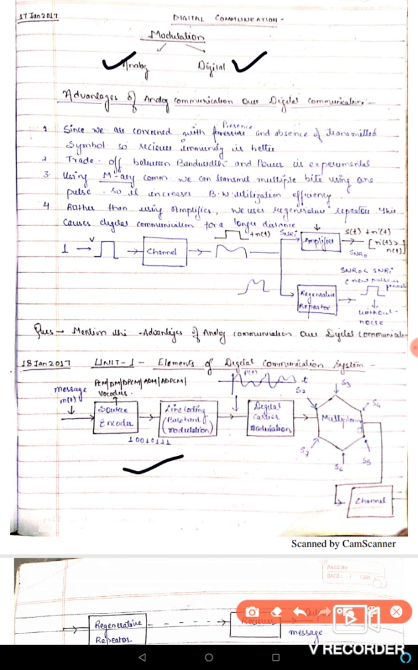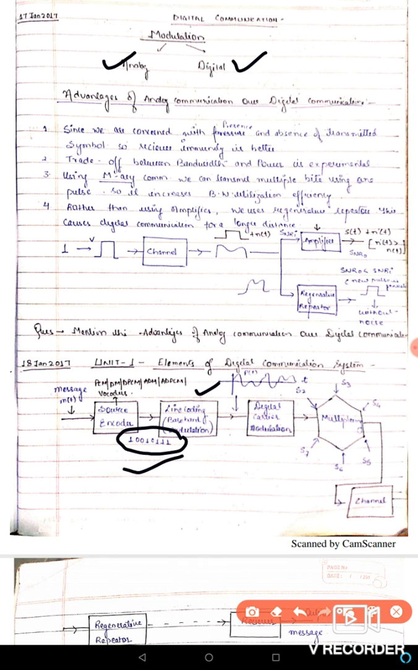So we have a source encoder, where the analog signal which is present in nature is converted into digital data, like 10010. This data needs to be converted into electrical representation, and that is done through line coding. That is the second block.